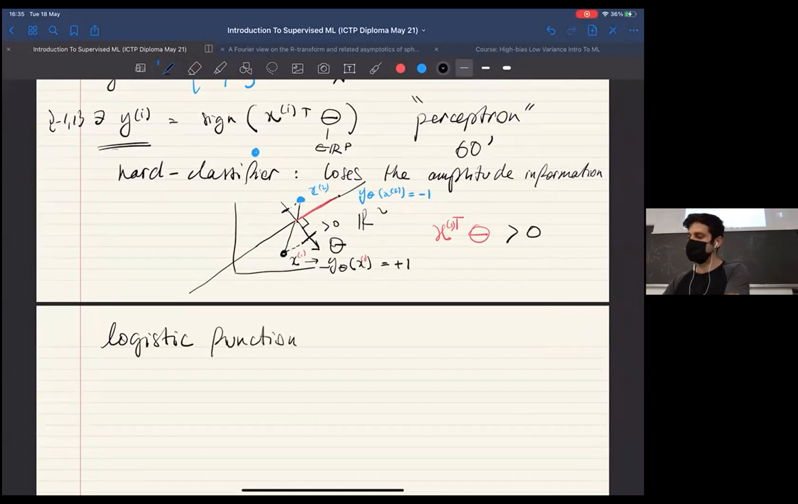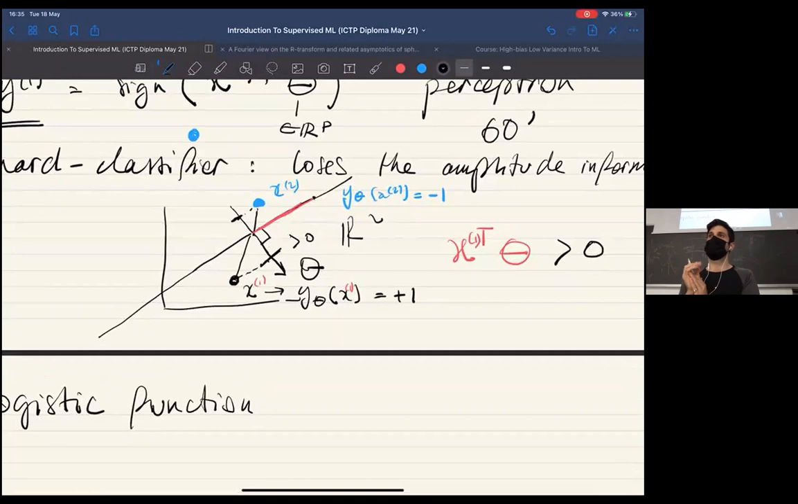Is it clear, this geometrical picture? You should have that in mind. It's very important.